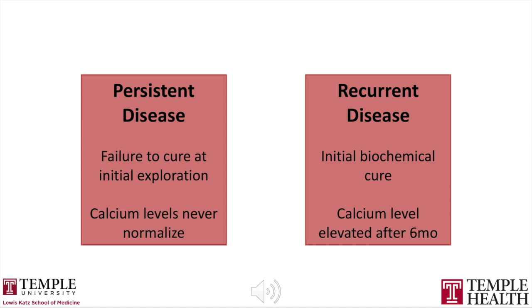Persistent disease is essentially an operative failure. So you don't cure the patient at your initial operation. Their calcium levels never normalize. So again, this disease persists. Recurrent disease refers to a situation in which the calcium levels initially normalize, but over time, at a window of 6 months or more, the calcium level once again becomes elevated. And the rates of operative failure, again, range based on the study and the individual surgeons included in the study, but occur anywhere from about 5 to 10%.